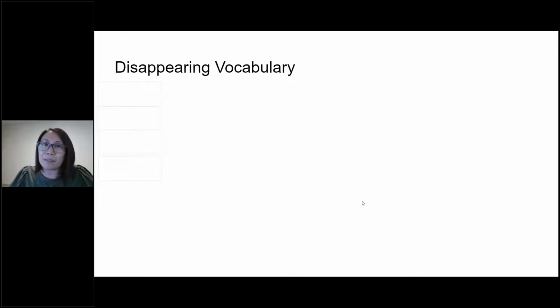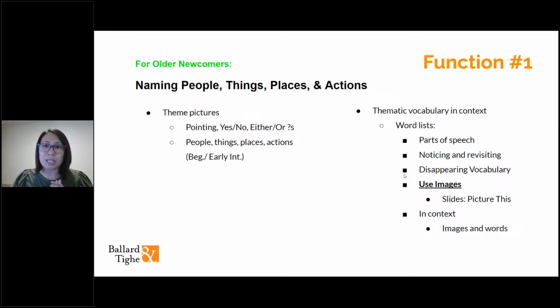I'm not sure how I feel about this with younger kids because I've never really taught them. So you can decide if you want to try this with younger, but definitely you'll have those words and now you have to teach the words, right? So we're going to go to the next part about using images.